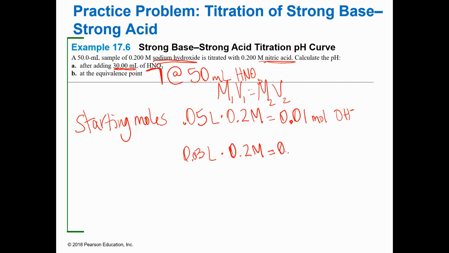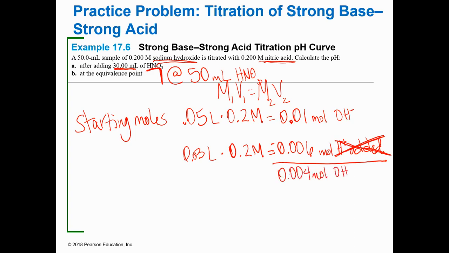And I have 0.006 moles of H plus added. Okay, so this is kind of like that buffer where we were talking about the acid and the base. So what we're going to do is subtract these two. And my acid's going to get used up completely. And I'm going to have 0.004 moles of hydroxide left. Once we do that, we need to then find its molarity.